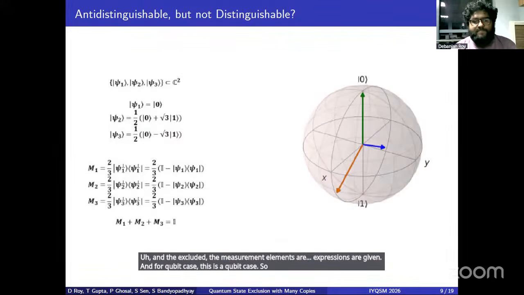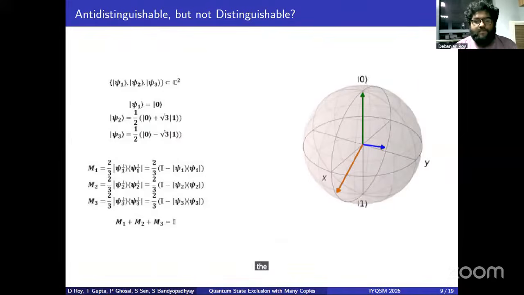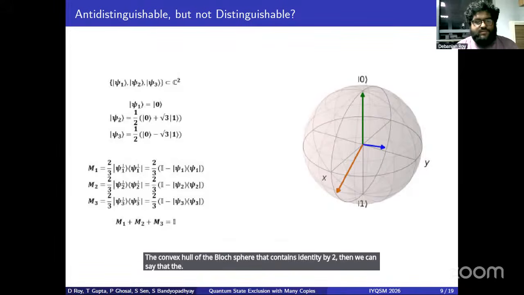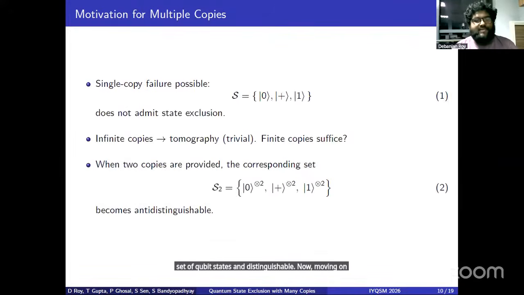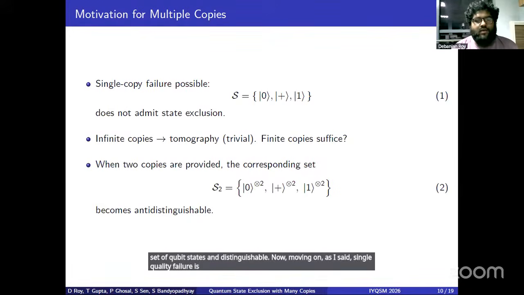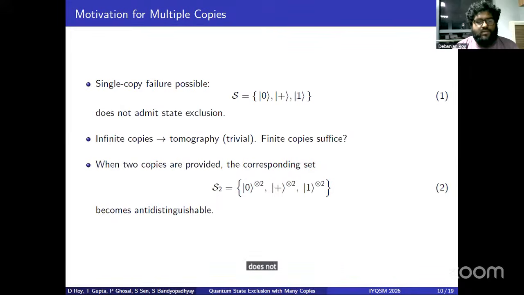This is the qubit case. For the qubit case, with states on the Bloch sphere, if the convex hull of the states contains the identity by 2, then we can say that the set of qubit states is anti-distinguishable. Now moving on, as I said, single copy failure is possible, and please recall the set of states K0, K plus, and K1 that does not admit state exclusion.